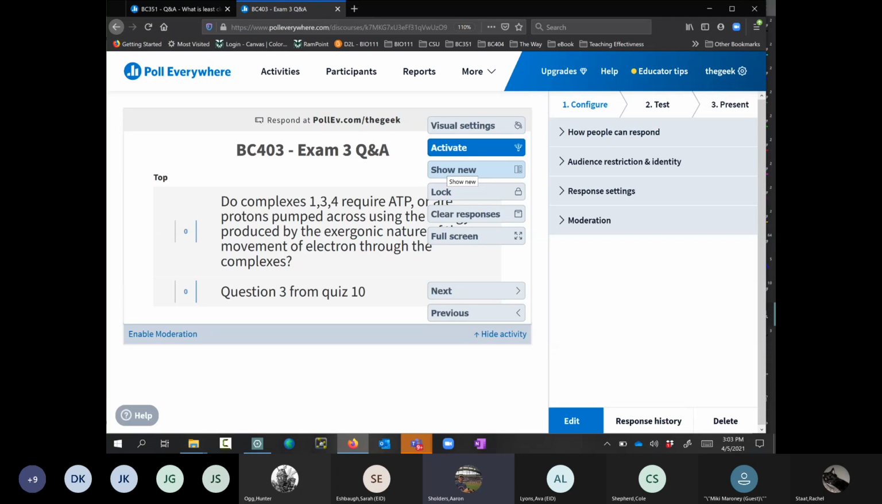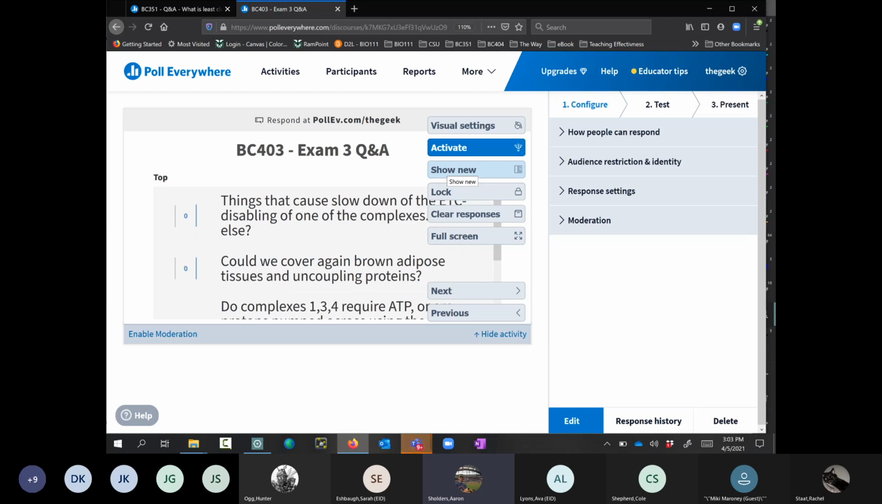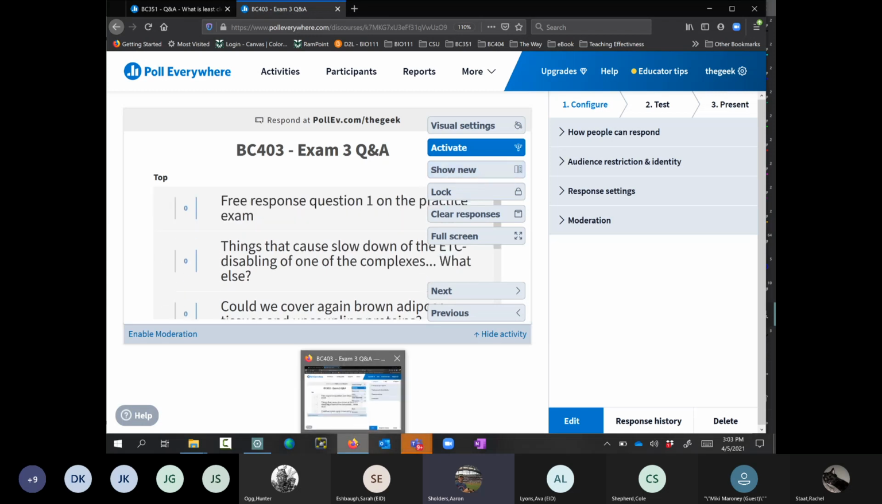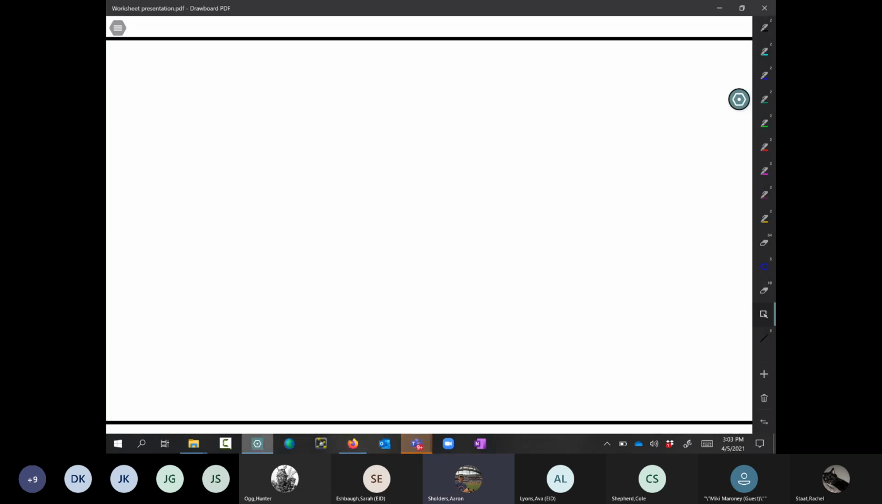Okay, so I'm going to start going through these, and we'll work through this stuff. It says, could we cover again brown adipose tissues and uncoupling proteins? Absolutely, that's a great place to start, and then I'll start to come back to this.